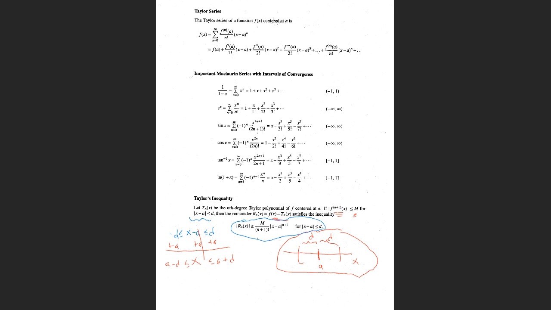Now, the absolute value of x minus a less than or equal to d, for our problem, means x is less than or equal to 9 and greater than or equal to 7. And that's like saying x is less than or equal to, let me say this the right way.